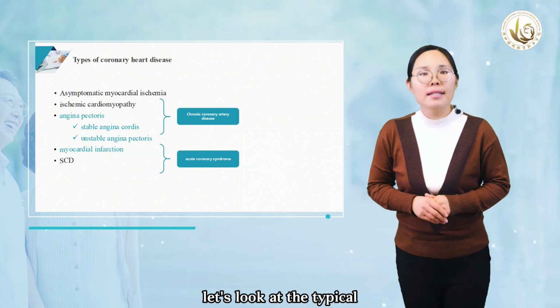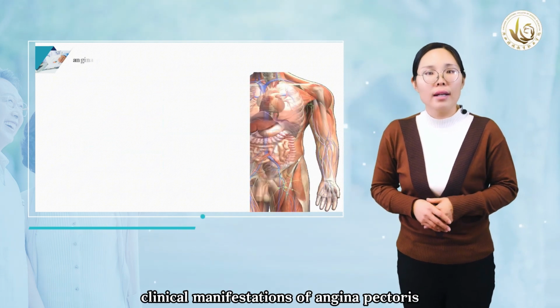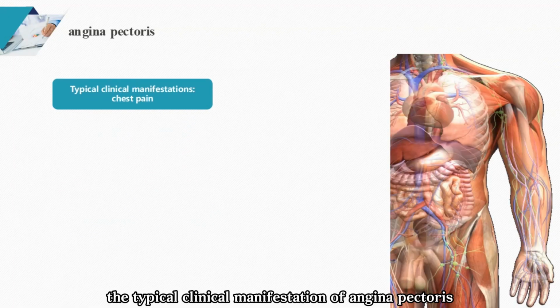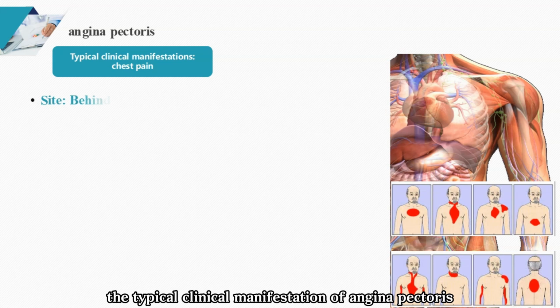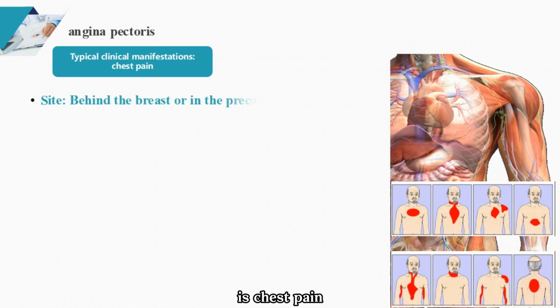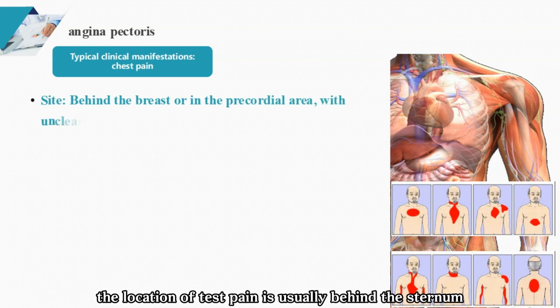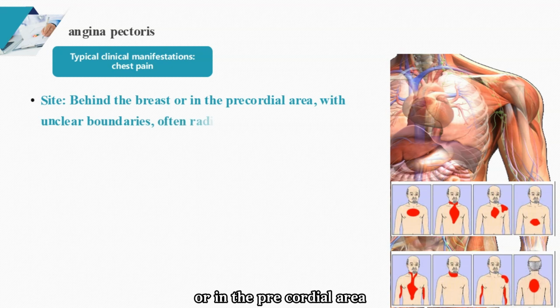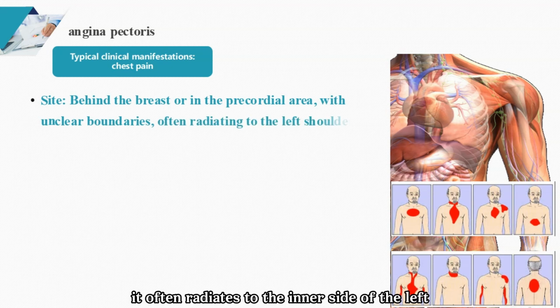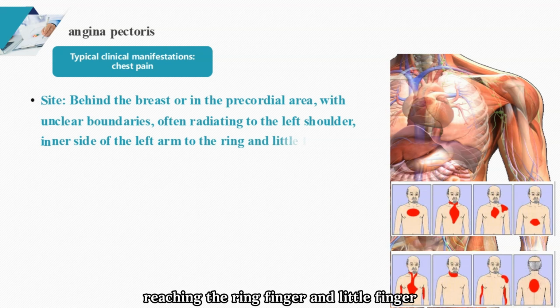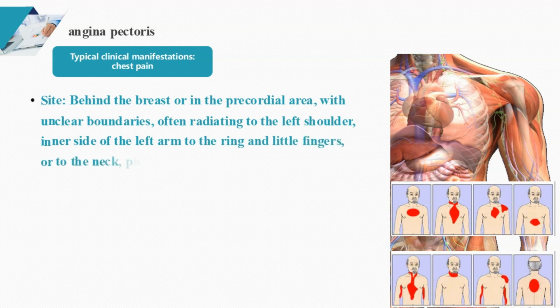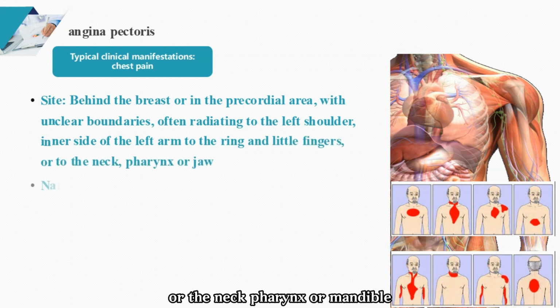Next, let's look at the typical clinical manifestations of angina pectoris. The typical clinical manifestation of angina pectoris is chest pain. The location of chest pain is usually behind the sternum or in the precordial area. With an unclear boundary, it often radiates to the inner side of the left shoulder and left arm, reaching the ring finger and little finger, or the neck, pharynx, or mandible.